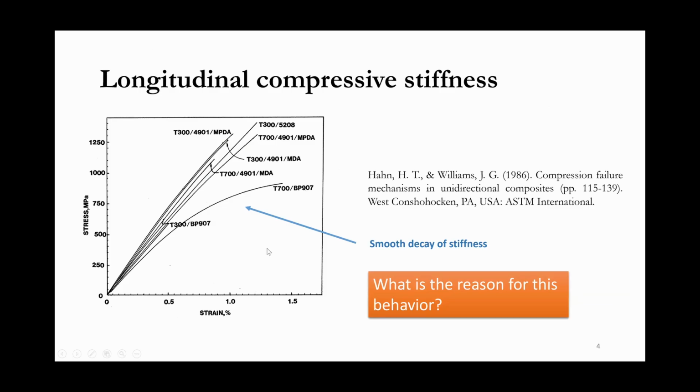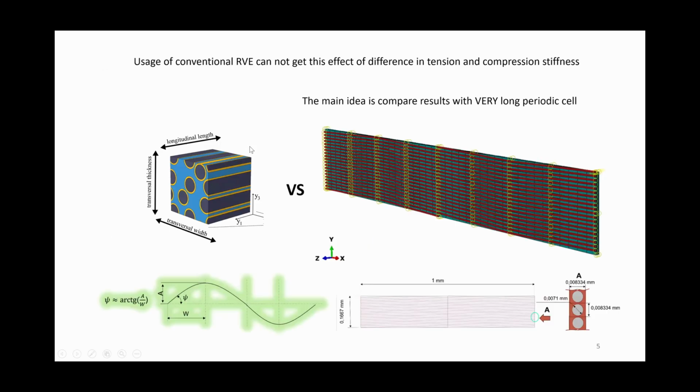When we analyze experiments with composite material in longitudinal direction, in case of compression, we have results like this. So we have smooth decay of the stiffness, and the question is, what is the reason for this? And the idea of research is because we cannot get this from this small volume element. And the idea is to do very long periodic cell like this and add some waviness and to see what we have in this case.